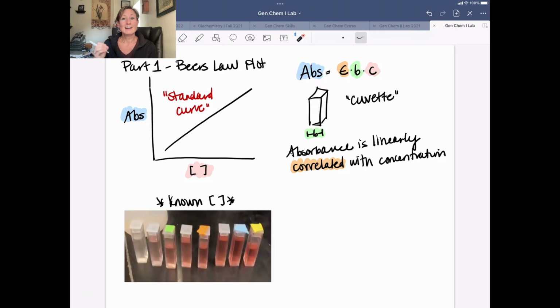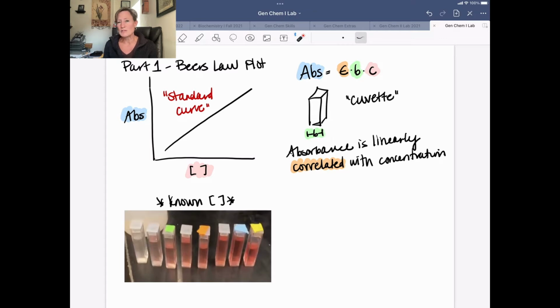So you will make a collection of solutions that have different concentrations, and hopefully you can see here from this picture that they run from having no colored solution to basically an intensely colored solution. And one of the things that's interesting is you may not notice any difference in the color of these by your eye, but our instrument will be able to tell that there's a difference in color.